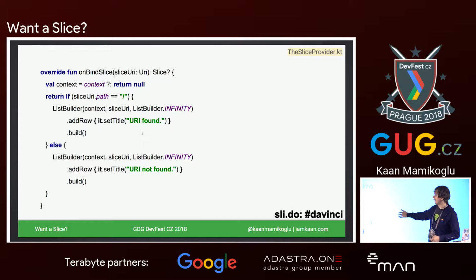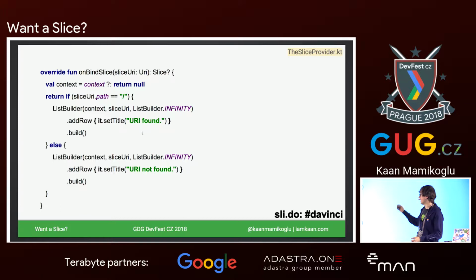And since we need this context, if we don't have the context in this method, we just return null, so we don't proceed. And then, this is the path we are looking for. So we don't want any string after this.